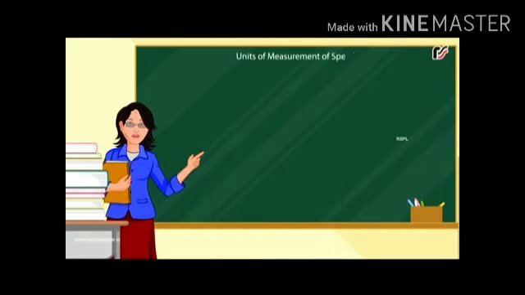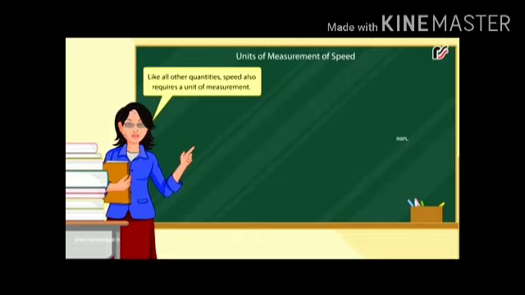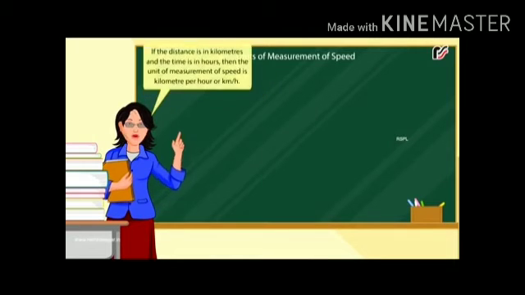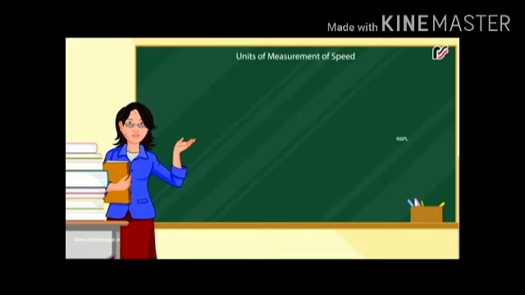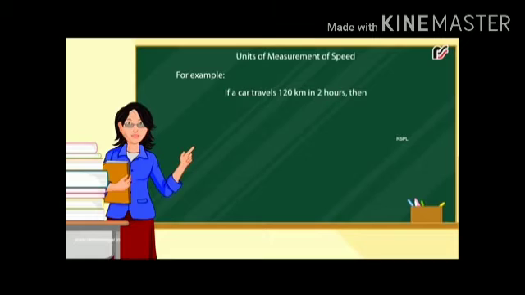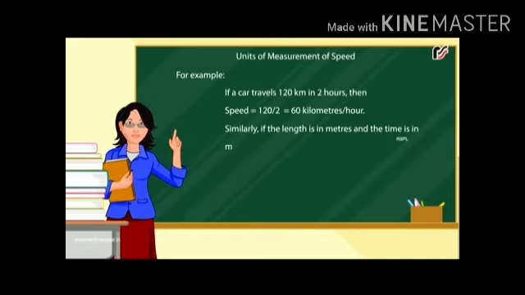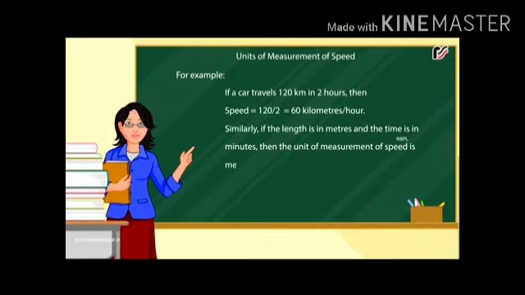Units of measurement of speed. Like all other quantities, speed also requires a unit of measurement. If the distance is in kilometers and the time is in hours, then the unit of measurement of speed is kilometer per hour or km/h. For example, if a car travels 120 km in 2 hours, then its speed is equal to 120 upon 2, is equal to 60 km per hour. Similarly, if the length is in meters and the time is in minutes, then the unit of measurement of speed is meter per minute.